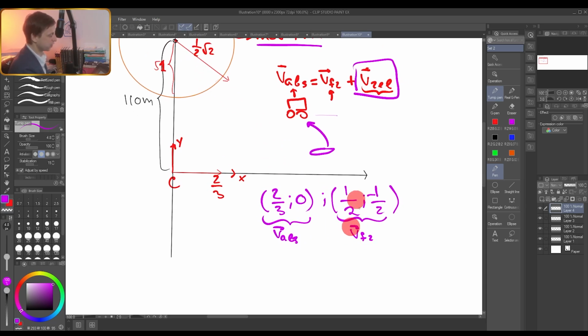When I work with vectors, it's way easier for me to work with them by using their coordinates. So the relative velocity of the car, v relative, equals the difference of these vectors. When I subtract vectors, I simply subtract their coordinates. So it is equal to 2 over 3 minus 1 over 2, which is 1 over 6. So the first component is 1 over 6, and the other component is simply 0 minus 1 over 2, so minus 1 over 2.